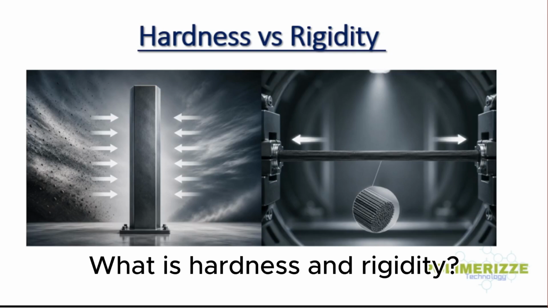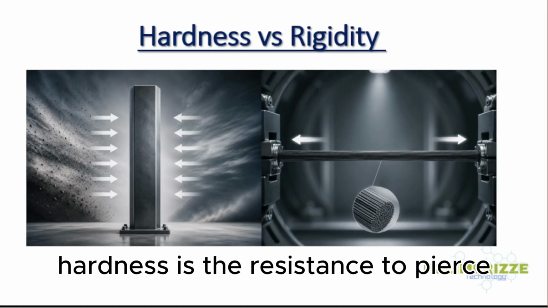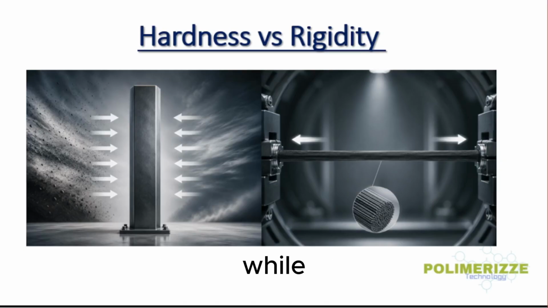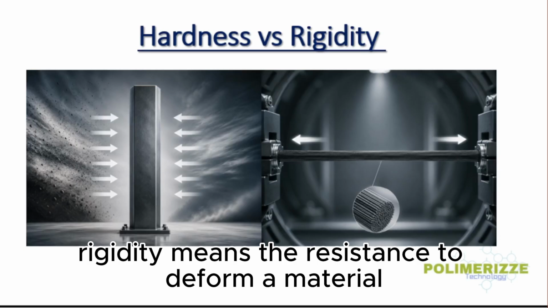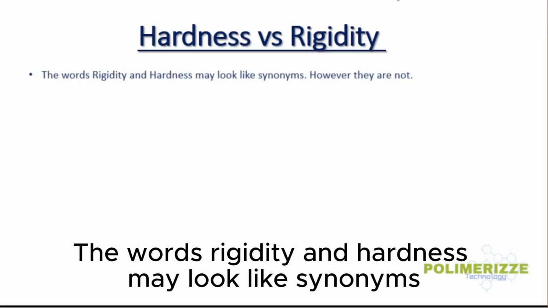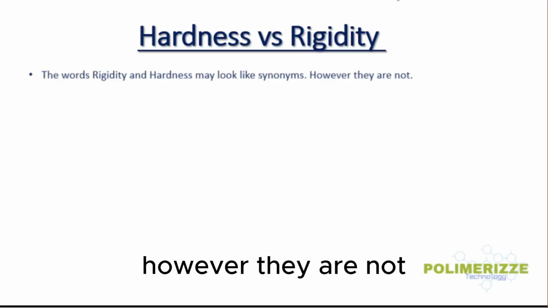What is hardness and rigidity? Hardness is the resistance to pierce or puncture a material, while rigidity means the resistance to deform a material. The words rigidity and hardness may look like synonyms, however, they are not.